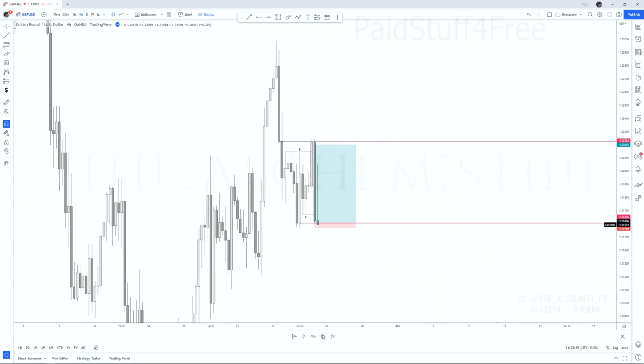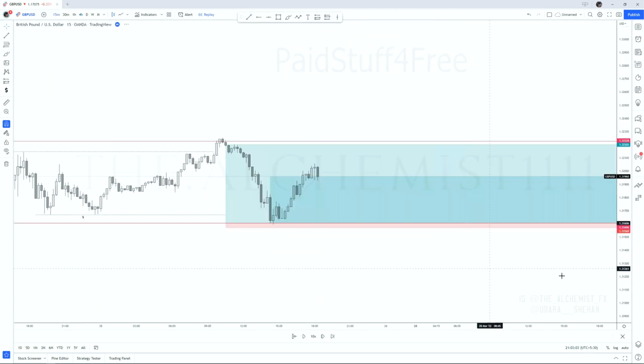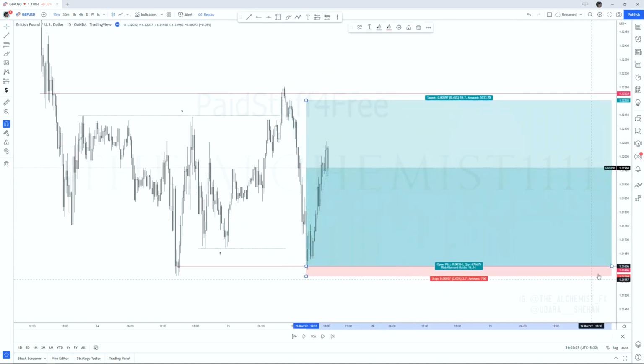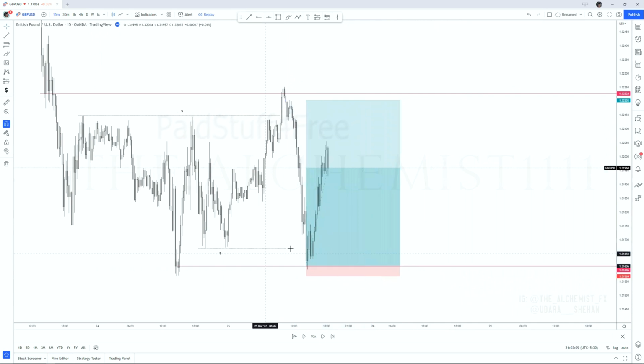But what happens? There it goes. Look at that. That's enough, right? That's more than enough. That precision is more than enough because you don't have to go into the lower time frames. You only have 3.7 pips from the 4-hour time frame itself.